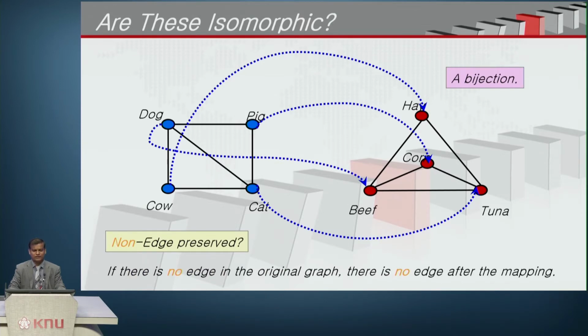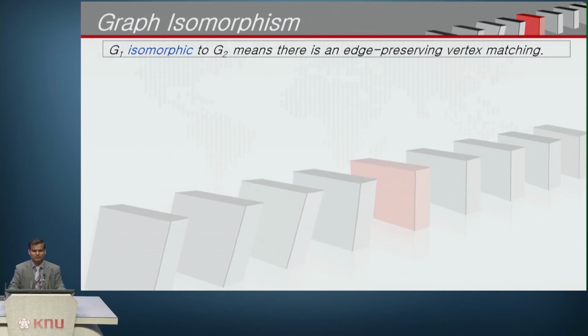Non-edges must also be preserved: if there is no edge in the original graph, there is no edge after mapping. For example, cow and pig are not connected, so there is no edge between hay and corn. That's simple.